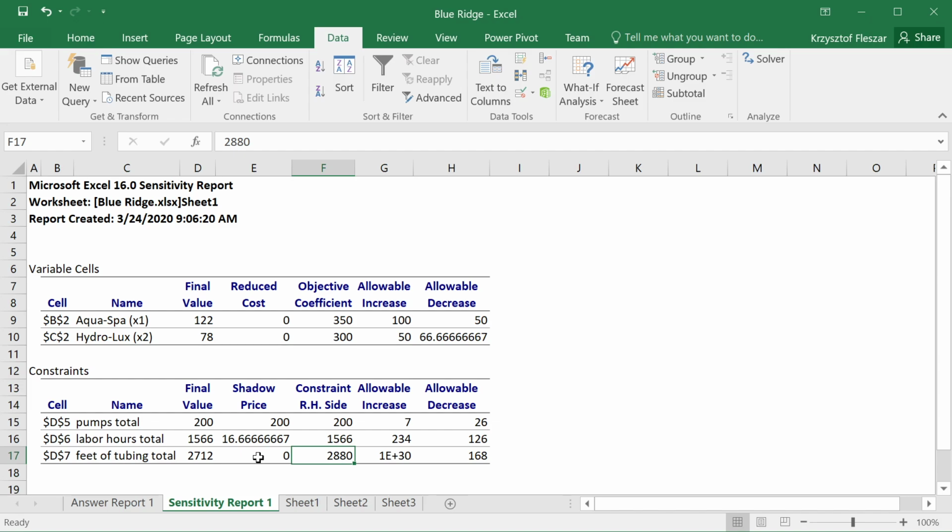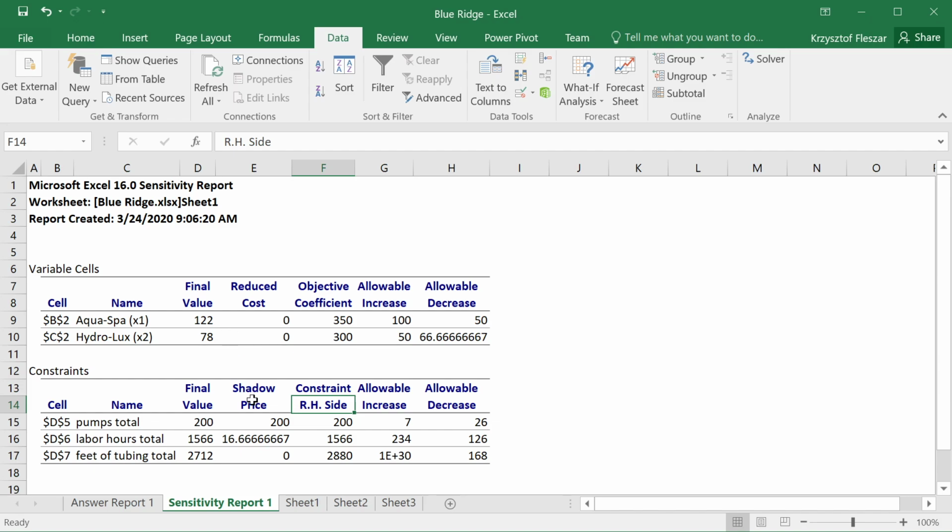Why is that? Well, the reason for this is that the pumps and labor hours are the constraints that are binding the optimal solution, that are limiting the improvement. This optimal solution was determined by profit maximization that basically hit the wall with these two constraints. And then it couldn't improve this solution more. It couldn't find a higher profit because of those two constraints. The feet of tubing was somewhere such that it wasn't limiting the improvement, and therefore getting extra feet of tubing will not give us any increase in the profit. But getting extra pumps and labor hours will get us extra dollars of profit.